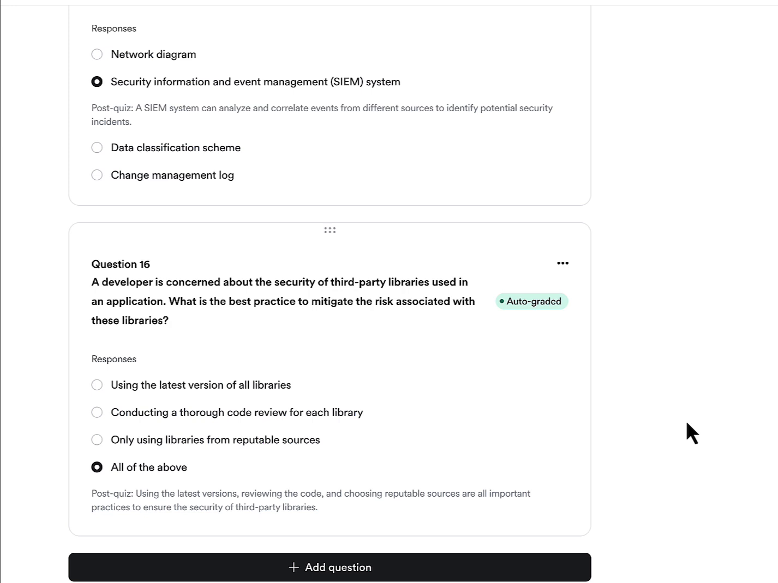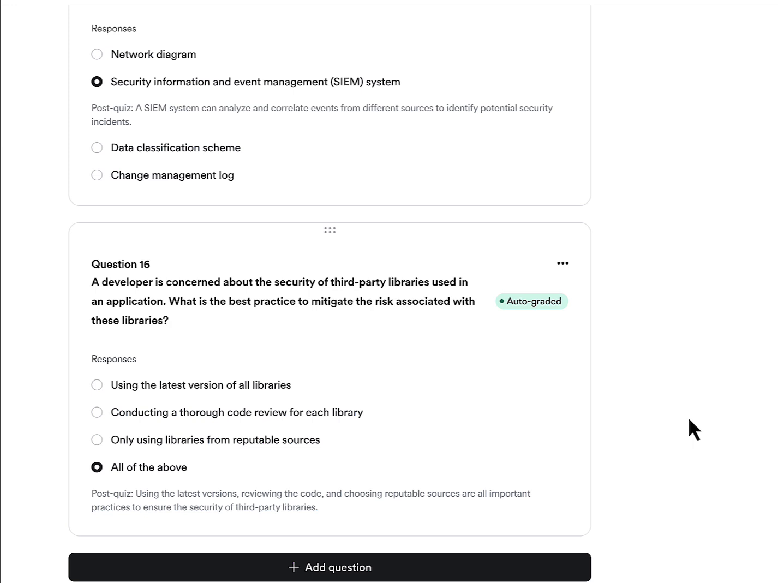Question 16. A developer is concerned about the security of third-party libraries used in an application. What is the best practice to mitigate the risk associated with these libraries? A, using the latest version of all libraries. B, conducting a thorough code review for each library. C, using only libraries from reputable sources. Or D, all of the above.